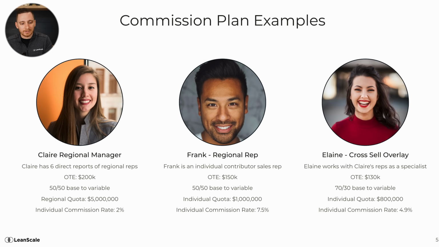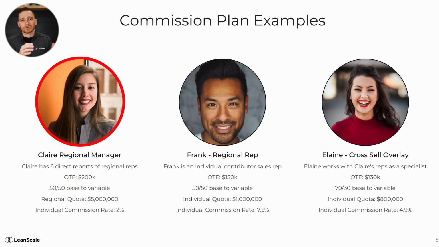So we have a couple of people here that are on the team. We have Claire, she's the regional manager. She has 6 direct reports, and she has a few regional reps on her team. She has an on-target earnings of $200,000, and her plan is a 50-50 base to variable. So she has a $100,000 base and a $100,000 expectation of commissions based on the territory and quota that we're going to assign her to. She has a regional quota of $5 million, which is the roll-up of the reps that she has on her team. And she has an individual commission rate of 2%.